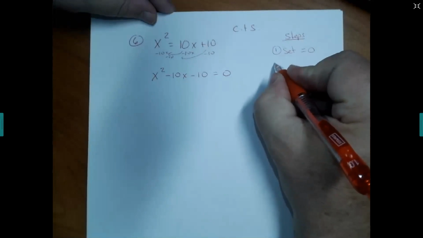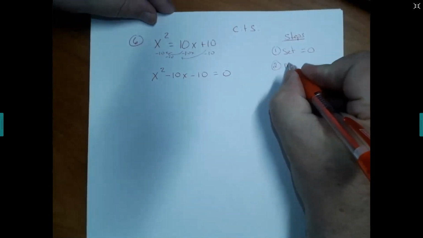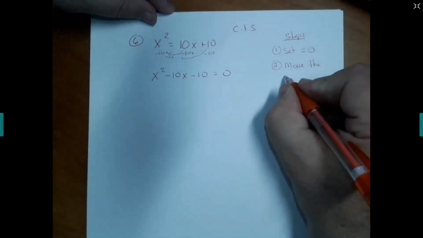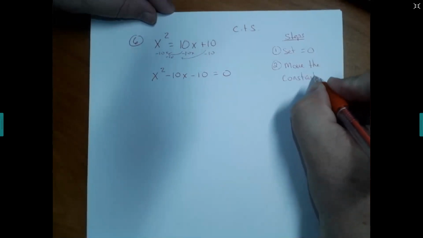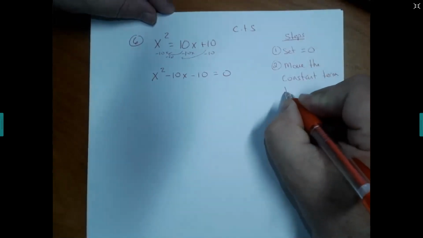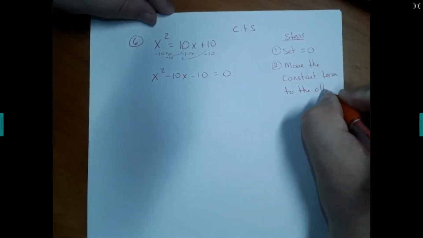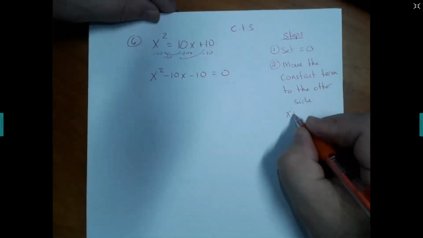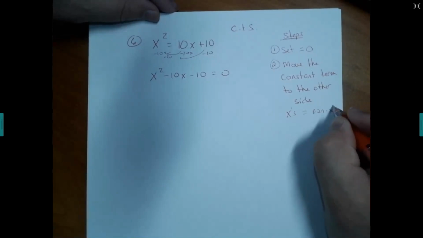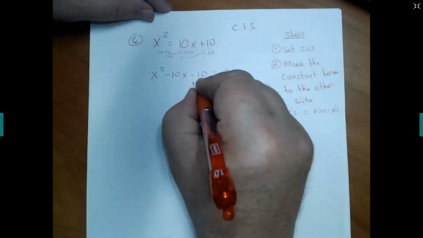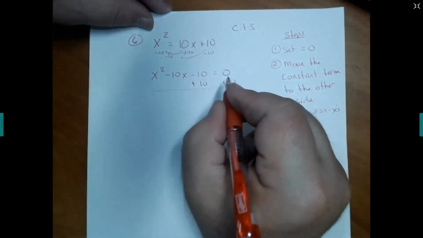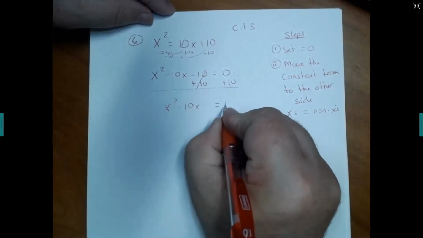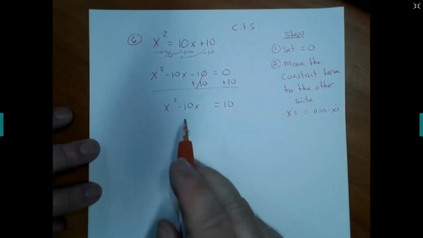Okay, first real step. Move the constant term to the other side. You have x's on one side and non-x's on the other. Even though we just moved it over, it's always a safe mechanism just to make sure you have the right numbers. So you have the x's on one side, non-x's on the other.